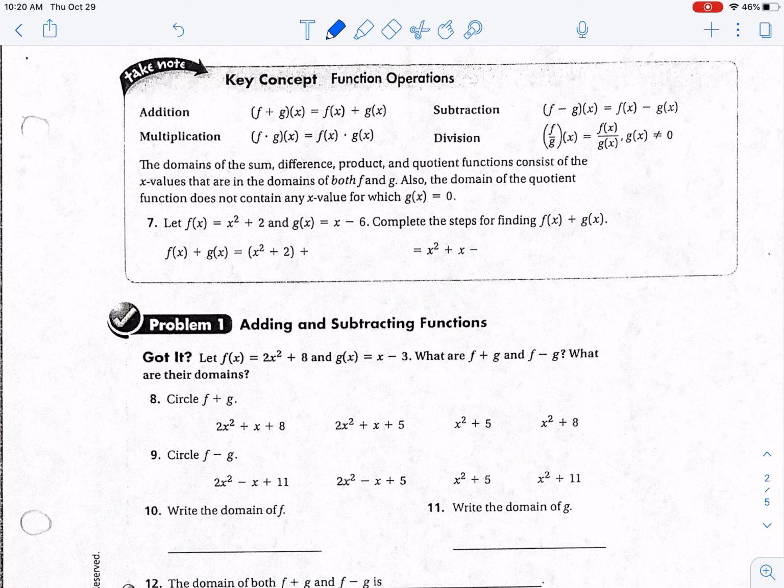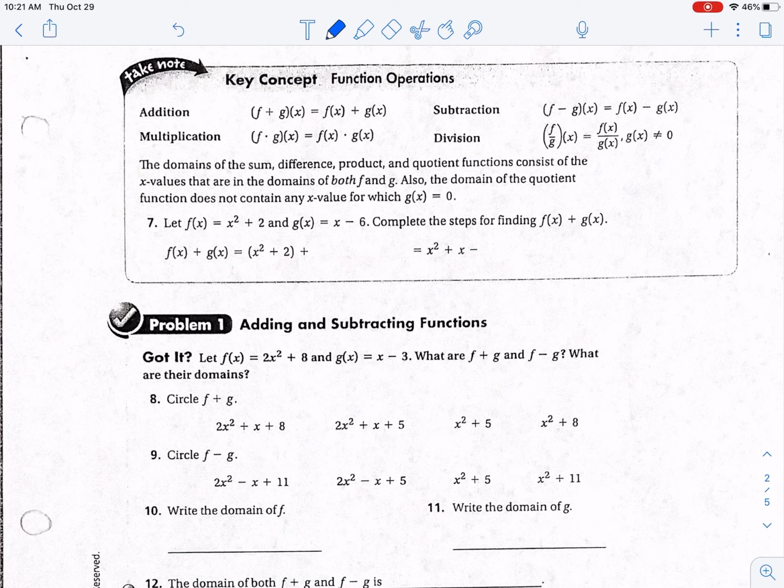as long as, since we have a fraction, we have to watch for red flags, as long as that denominator does not equal 0. Okay, so the domains of your sum, difference, product, and quotient are going to consist of the x values that satisfy both f and g. And you also have to consider the quotient. So when you look at the quotient, g of x can't be 0.